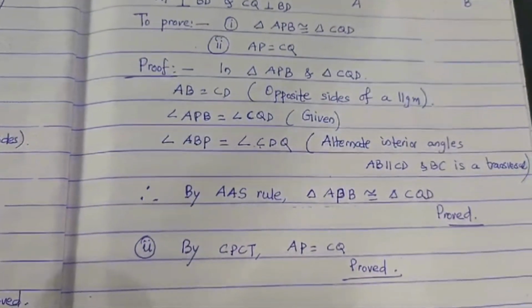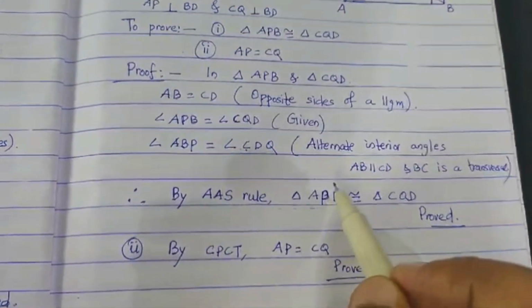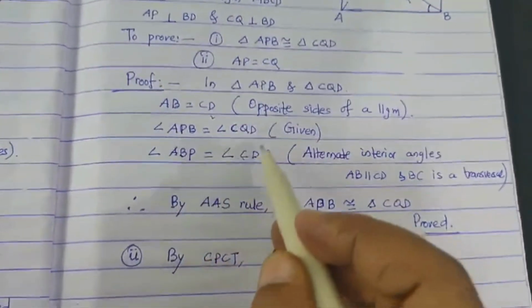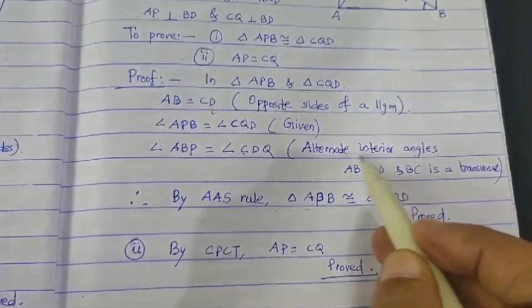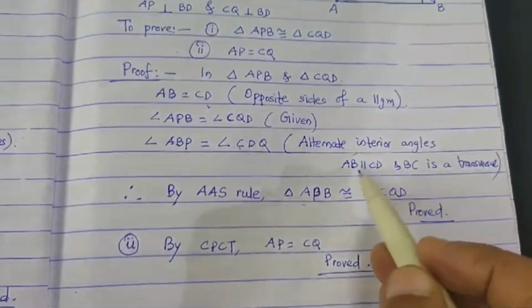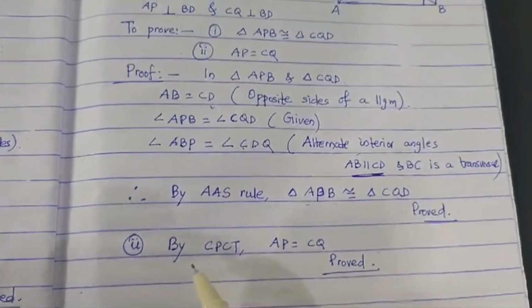So it was an easy question, but you have to remember all the theorems. I am saying it time and again. Opposite sides of a parallelogram are equal and alternate interior angles are equal. Since AB parallel to CD and BC is a transversal. AB parallel to CD, how? Because ABCD is a parallelogram. Alright.